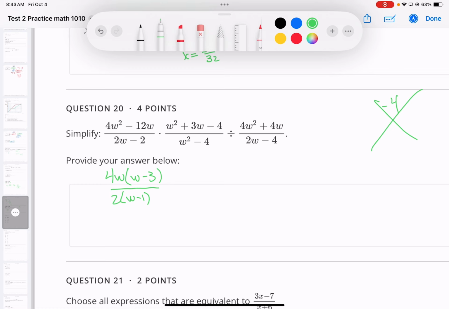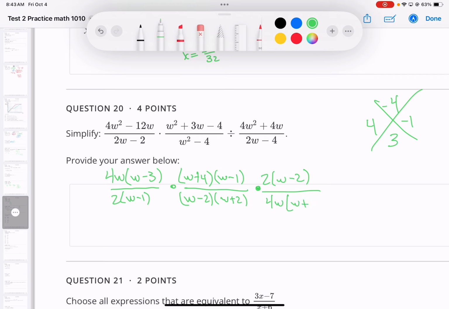So negative 4 and 3. So 4 and negative 1. I'm going to times. So I got w plus 4, w minus 1, all over... This is a difference of squares. So I got w minus 1, or 2, sorry, and then w plus 2. And then I'm flipping this one over. So I got 2w minus 2. And then I'm going to factor a 4w out of this one. And then I've got a w plus 1.